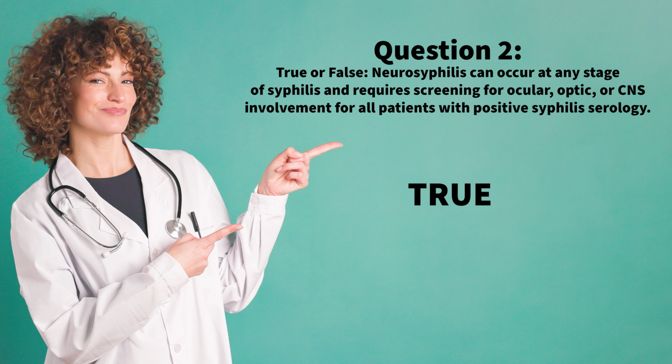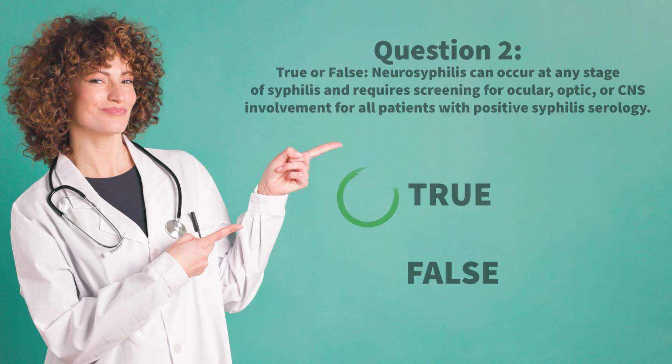Question 2. True or false? Neurosyphilis can occur at any stage of syphilis and requires screening for ocular, otic, or CNS involvement in all patients with positive syphilis serology. Answer: true. Neurosyphilis can happen at any stage of syphilis, and so it is important to screen patients and treat if necessary.